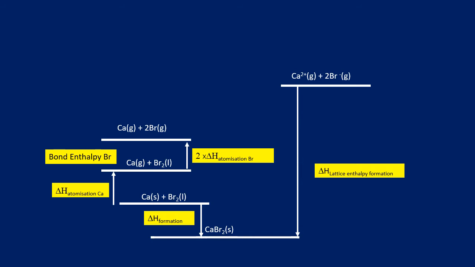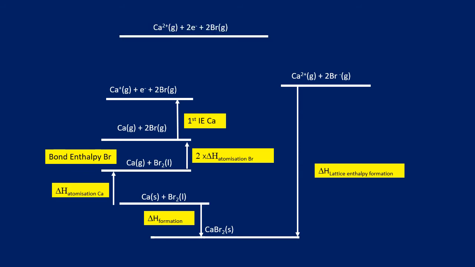Next, we need to undergo ionization. We've got our gaseous atoms now, but we want our gaseous atoms to become gaseous ions. Now I have to ionize the calcium first, because I need to take the electrons off before I can put them on the bromine. So I'm going to do the first ionization energy, and it's only 1 times the first ionization energy because it's only 1 mole of calcium ions. Then I need to do the second ionization energy of calcium, because I need to remove that second electron to make it 2+.